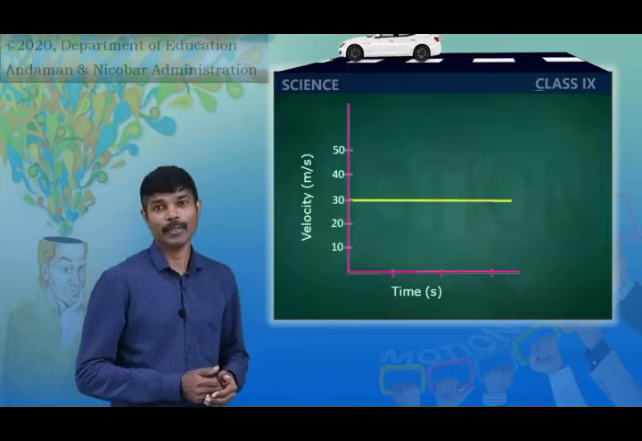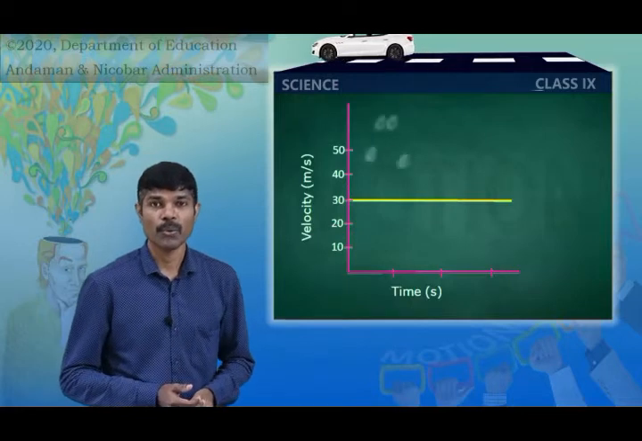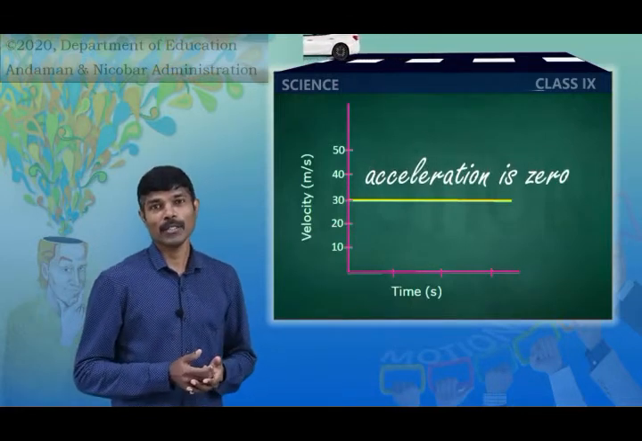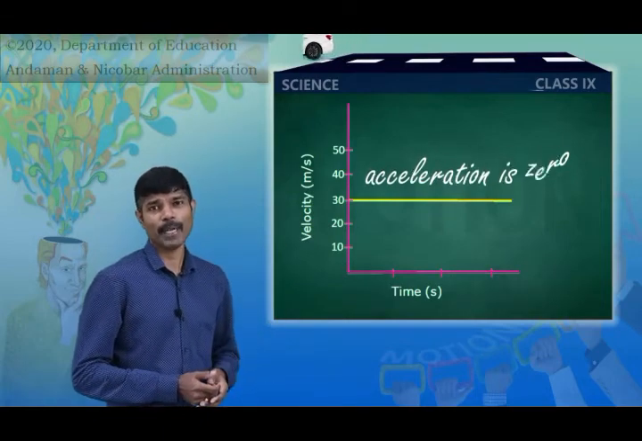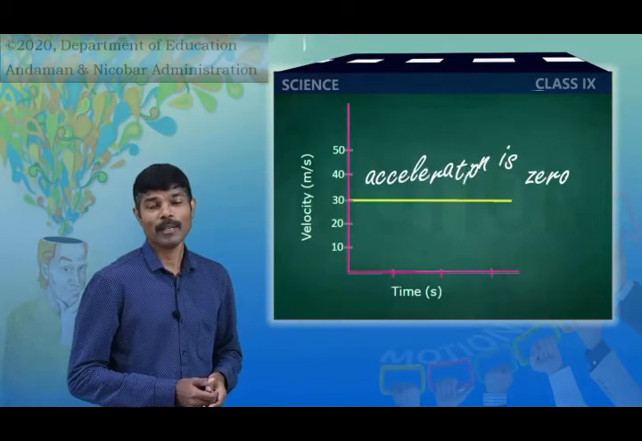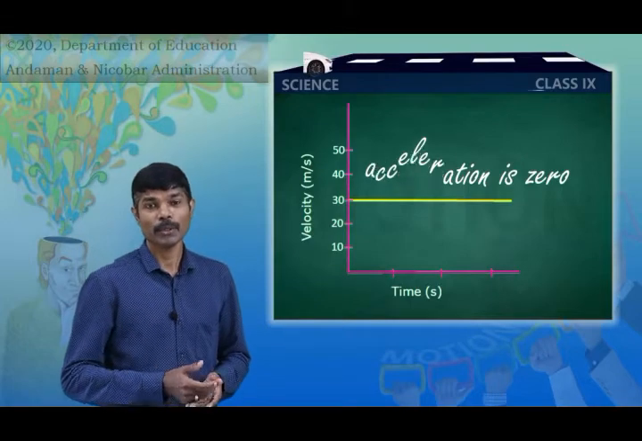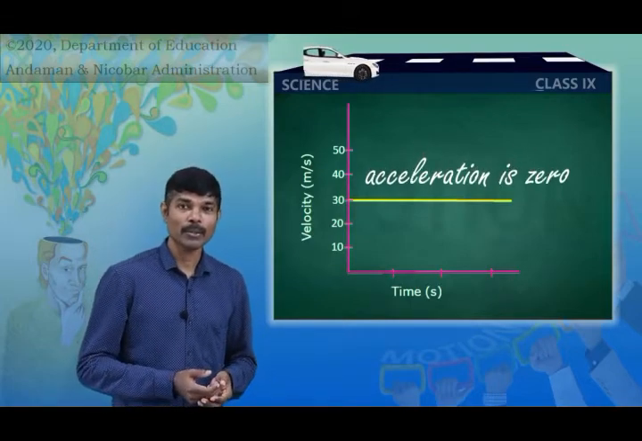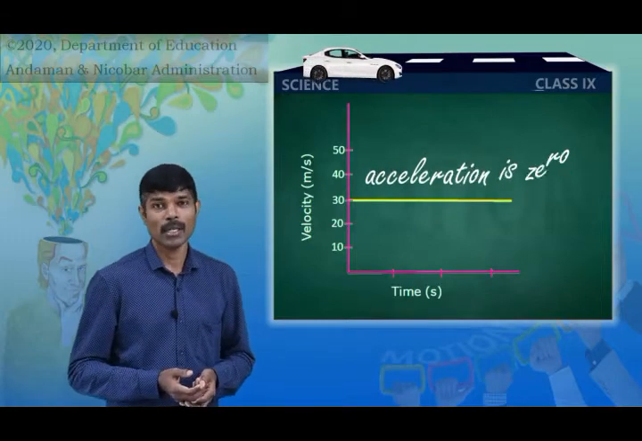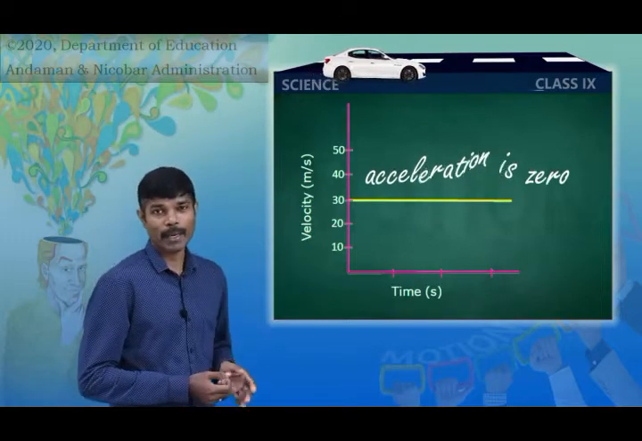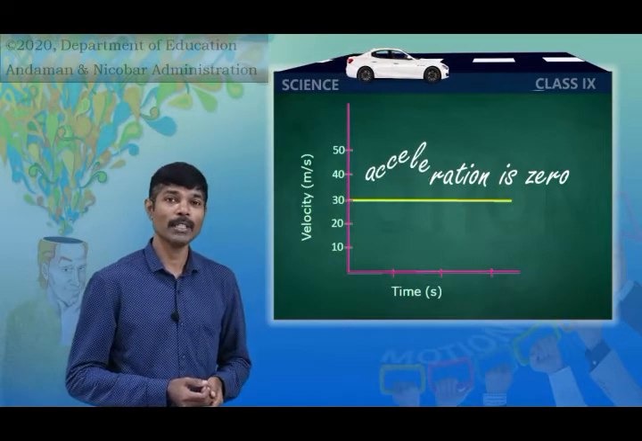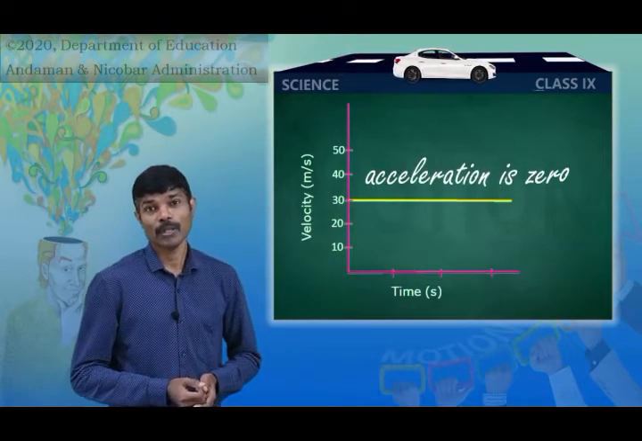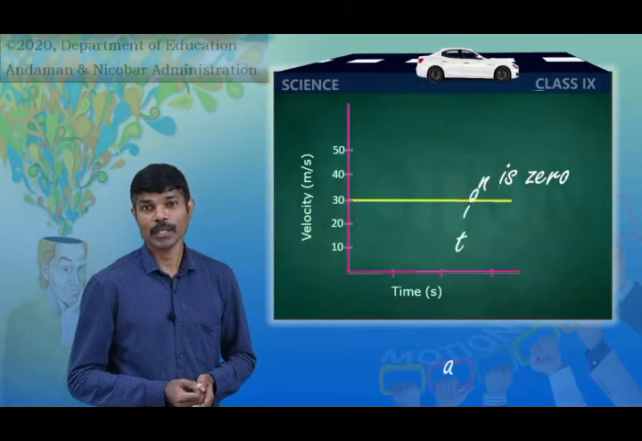In this graph, the acceleration is 0. Why? Because the change in velocity is 0. At each interval of time, the velocity is the same. So the final velocity and the initial velocity both are the same, so the change in velocity becomes 0. In a velocity time graph, if the speed or the velocity is constant, then the acceleration is 0.